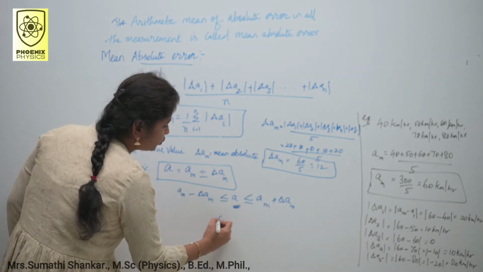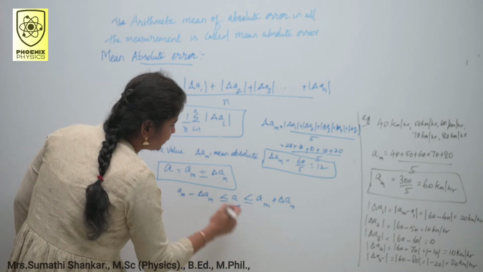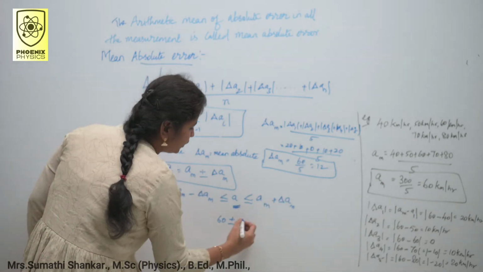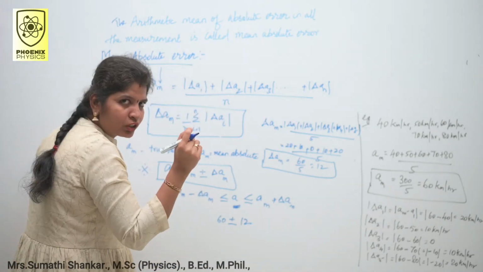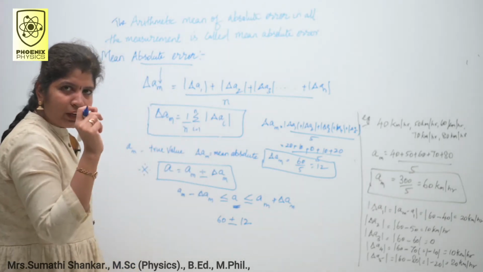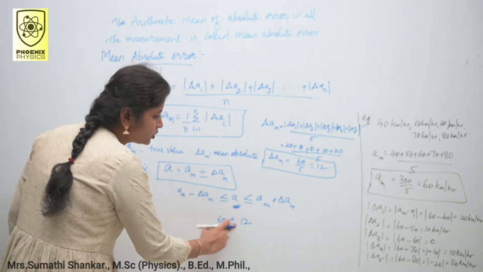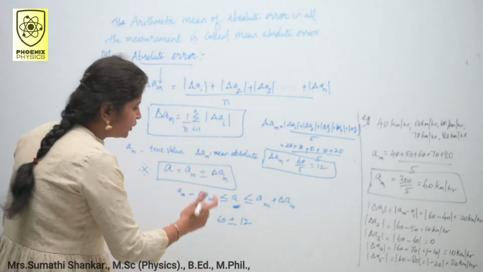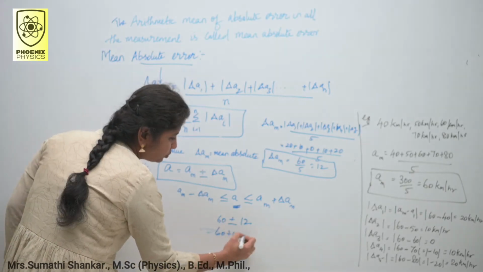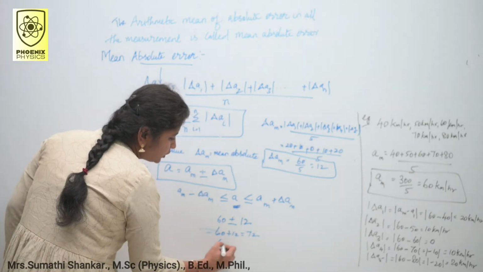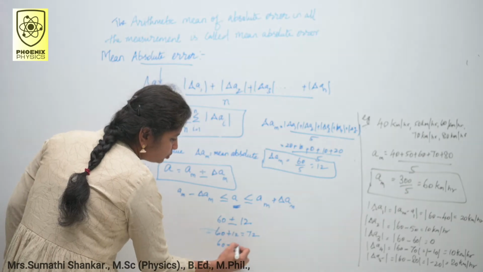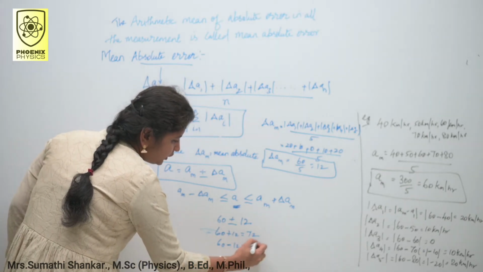So AM value is 60, plus or minus delta AM, which is 12. So each measurement should lie in this range, 60 plus or minus 12. What is that range? 60 plus 12 means 72. 60 minus 12 means 48.